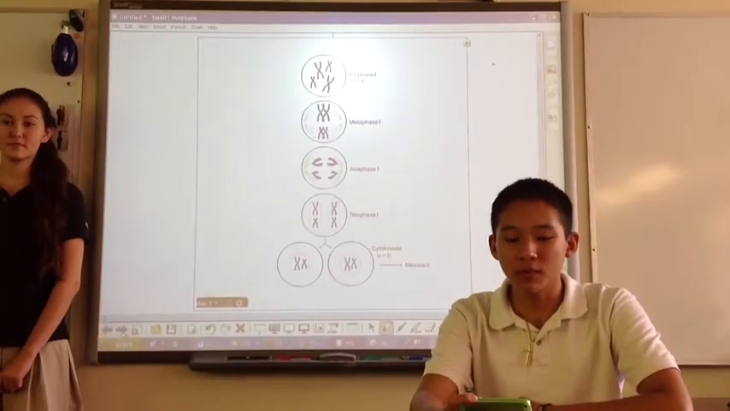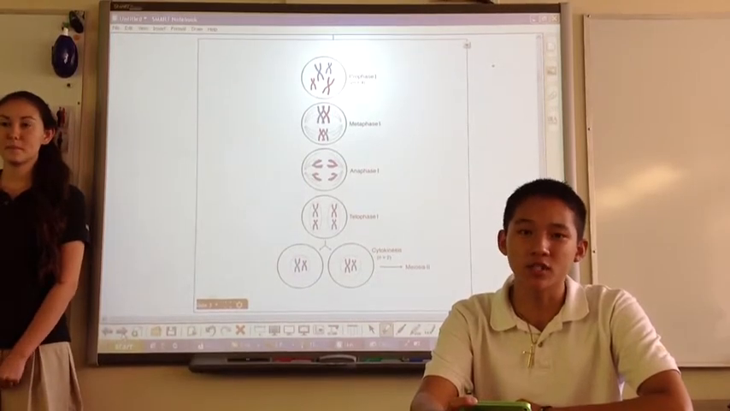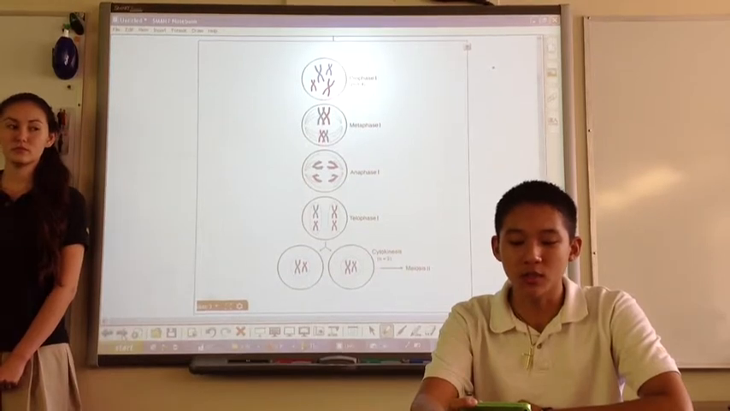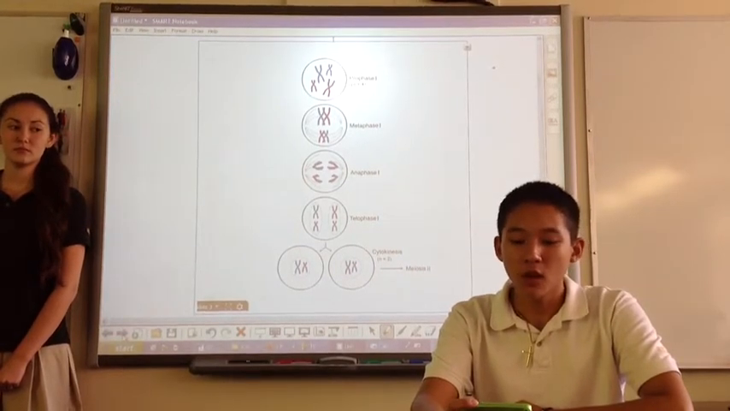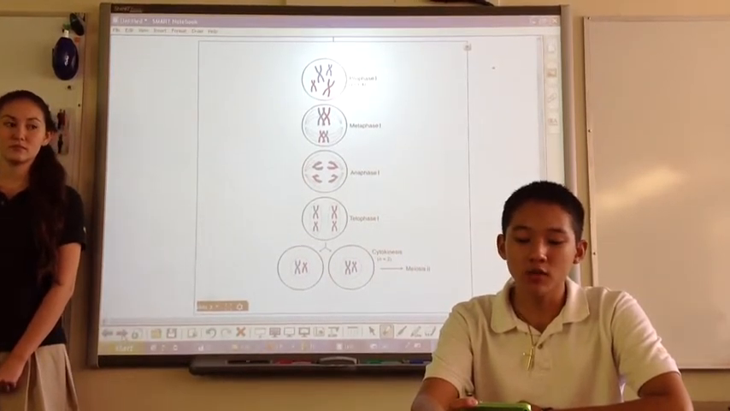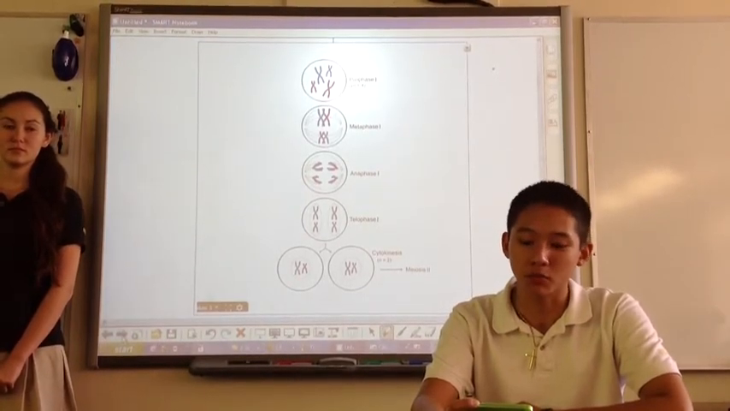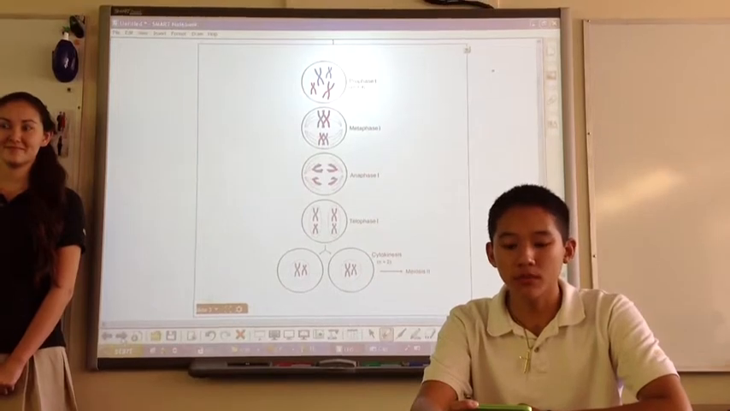Now it's time to talk about meiosis. Mitosis and meiosis can be very confusing because the steps are similar, but it is extremely important to know the differences between these processes. First of all, we need to understand that meiosis is split into two phases called meiosis 1 and meiosis 2. Let's start with meiosis 1.